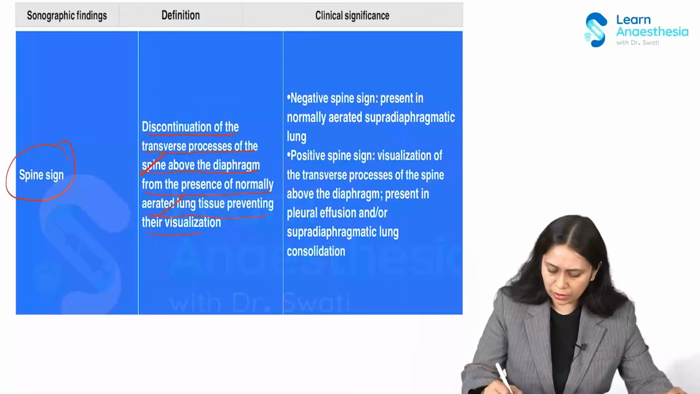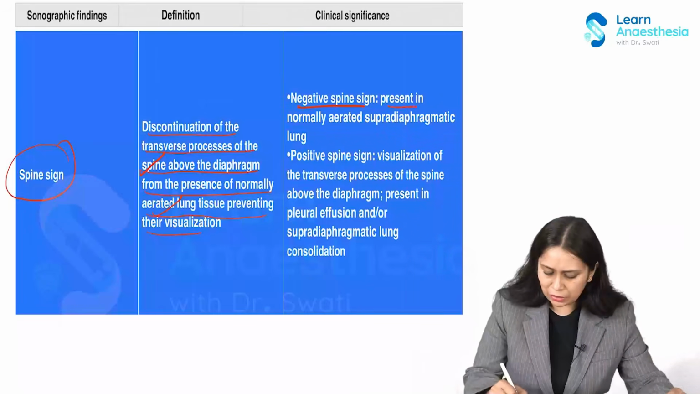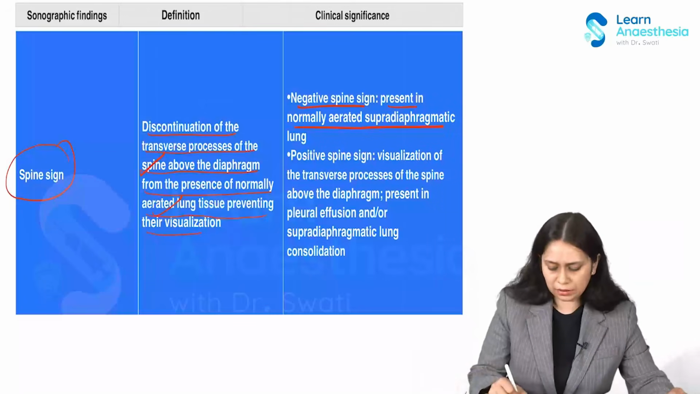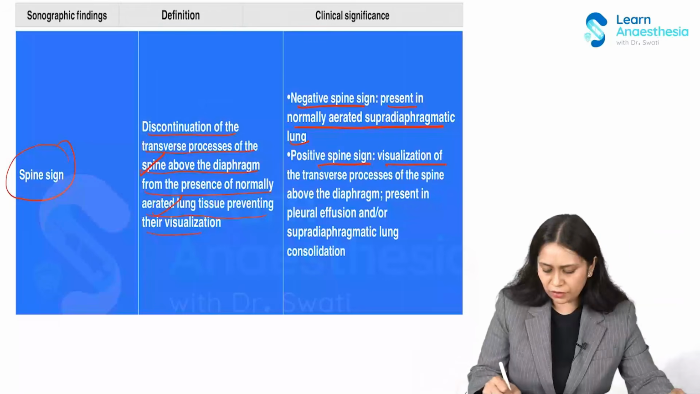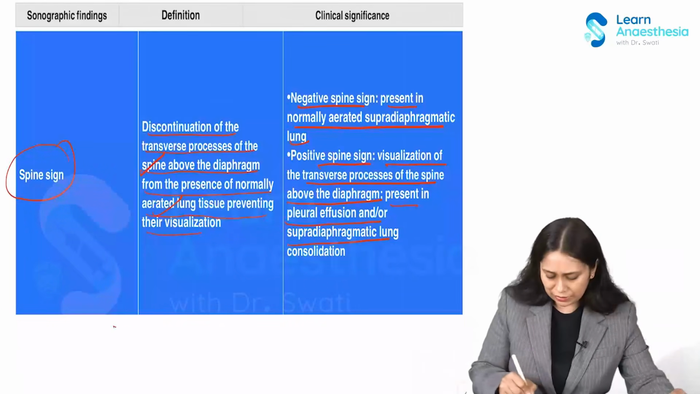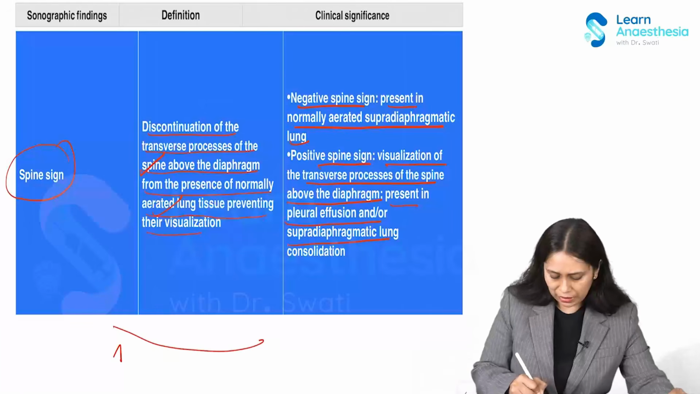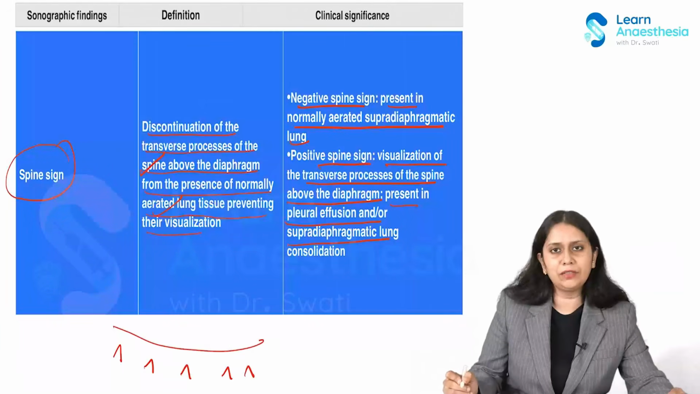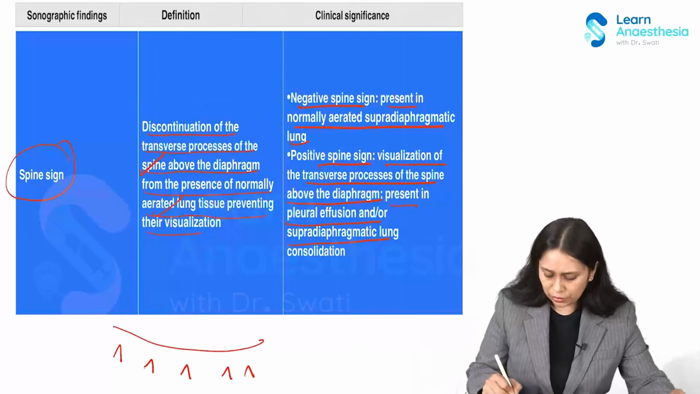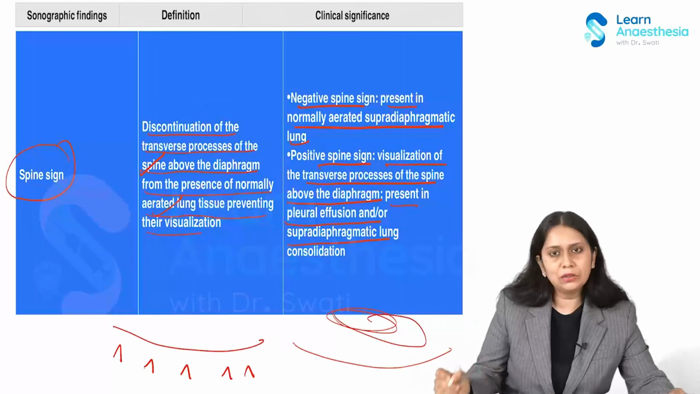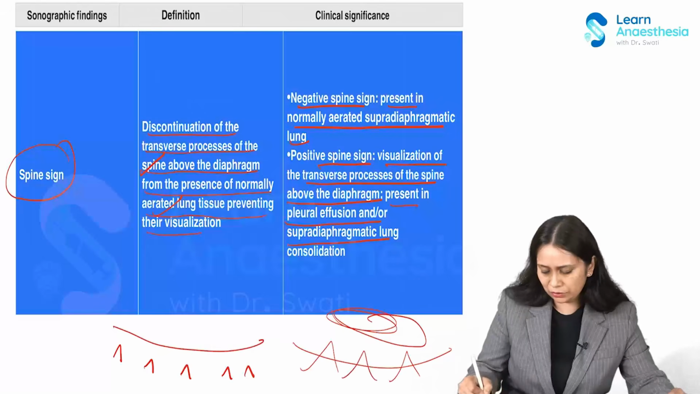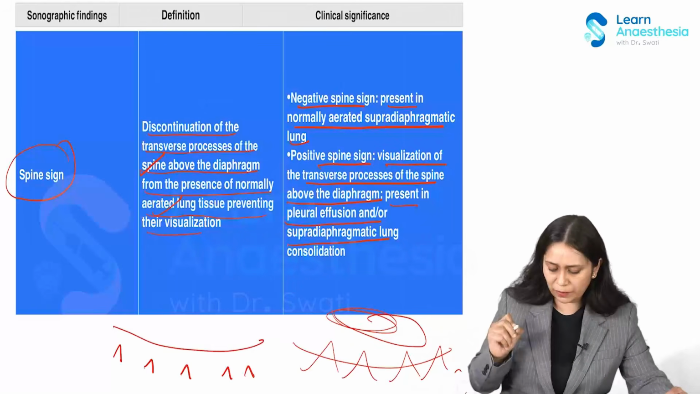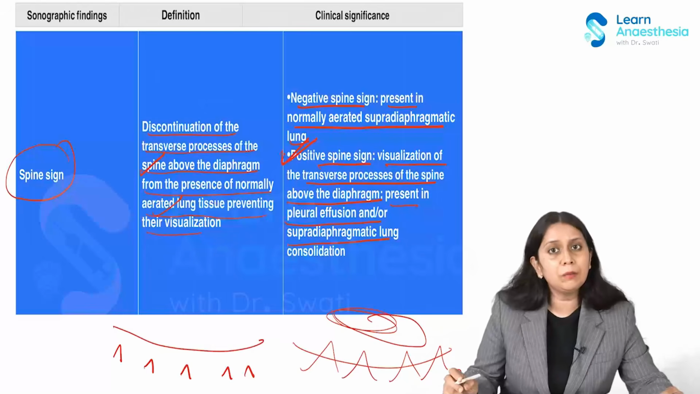that transverse process. So negative spine sign is present in normally aerated supradiaphragmatic lung. Positive spine sign, that is visualization of the transverse process of the spine above the diaphragm, is present in pleural effusion or subdiaphragmatic lung consolidation. So let's say this is the diaphragm. The spines are not visible above the diaphragm because of the normal aerated lung tissue. Now what happens? The fluid gets collected, and the spine is now visible. So this is called positive spine sign, and positive spine sign is seen in pleural effusion.